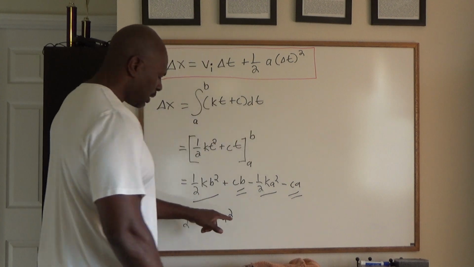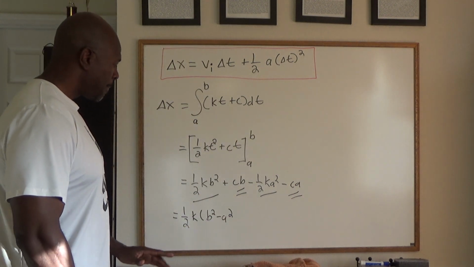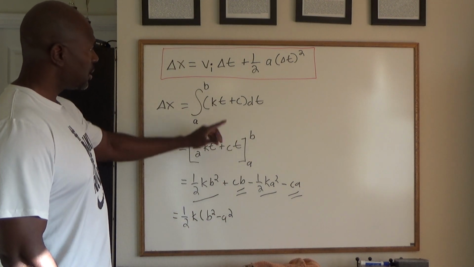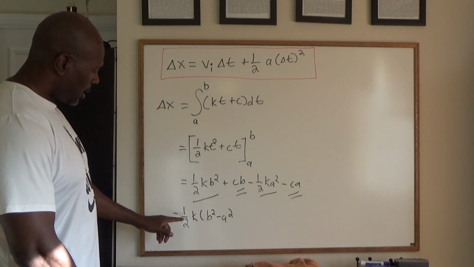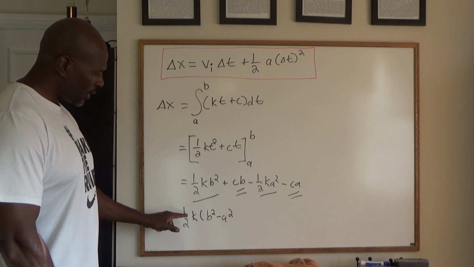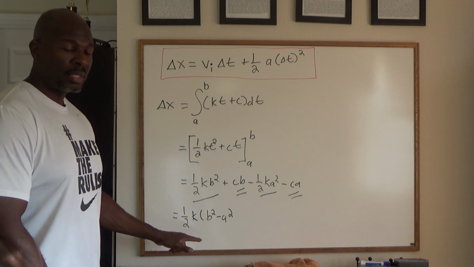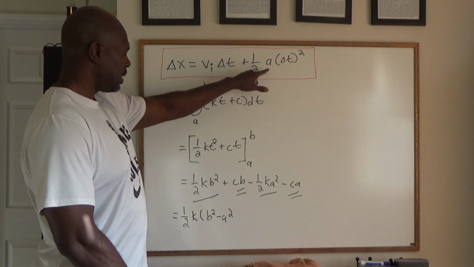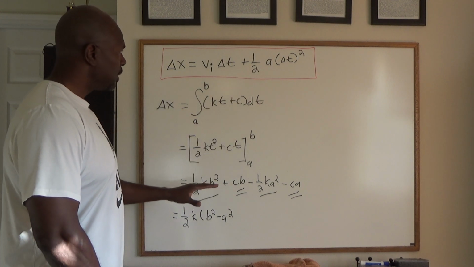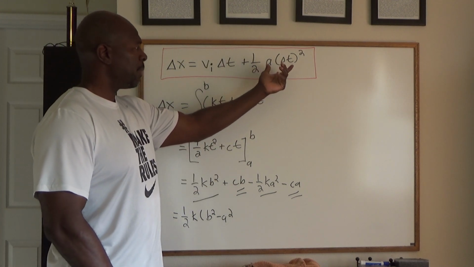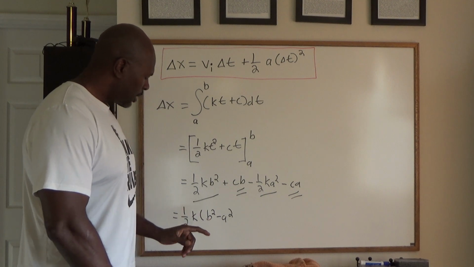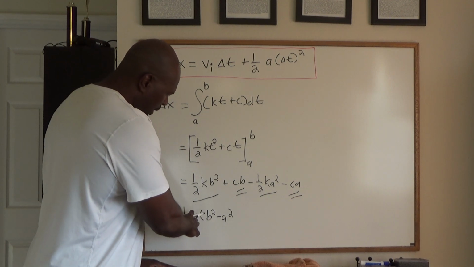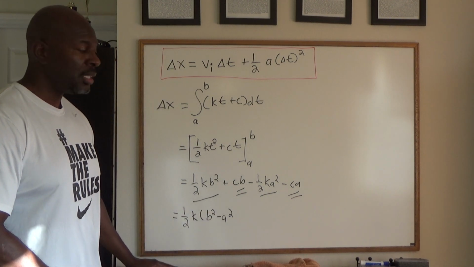Now I'm going to stop there because I'm going to add some stuff to this. Now here's the deal. I want this expression to look like this expression. And right here, I have 1/2 k. Remember, k is the acceleration. So it's looking like this 1/2 a here. The only deal is this 1/2 a is being multiplied by delta t squared. So I would like the expression inside here to look like delta t squared.